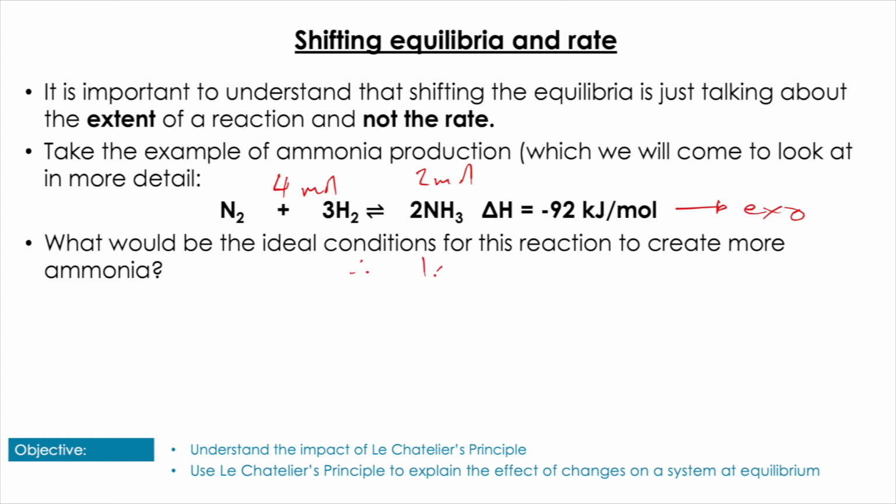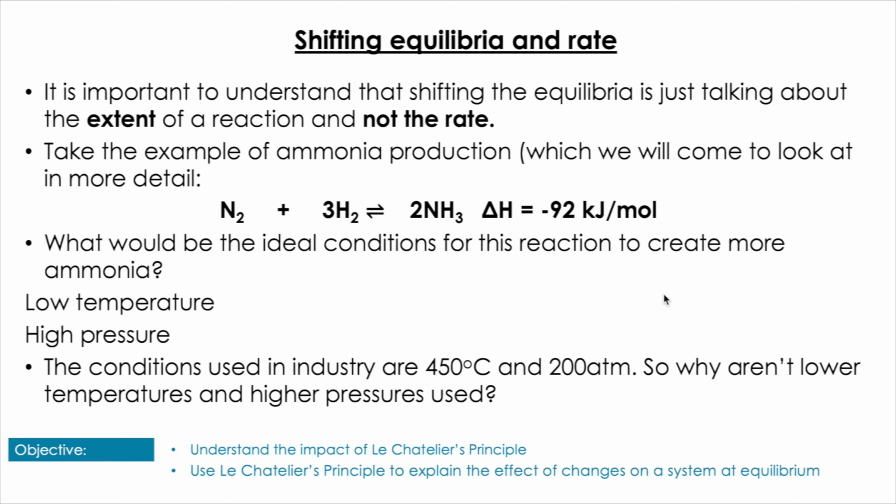So that would indicate to us ideal conditions would be low temperature because the reaction would try and fight us, and high pressure, again, because the reaction would move to the low pressure if we're trying to produce ammonia. However, in industry, we use these conditions, 450 degrees and 200 atmospheres. So why?